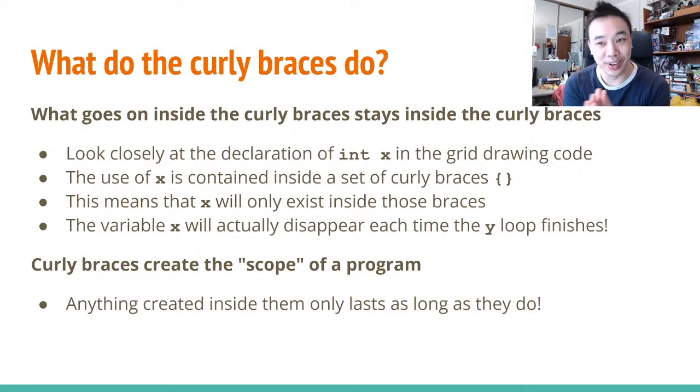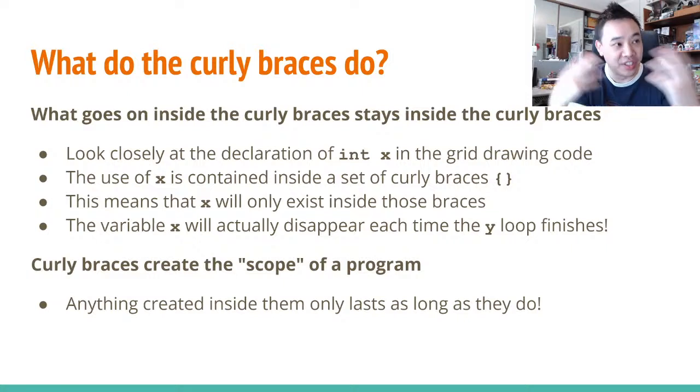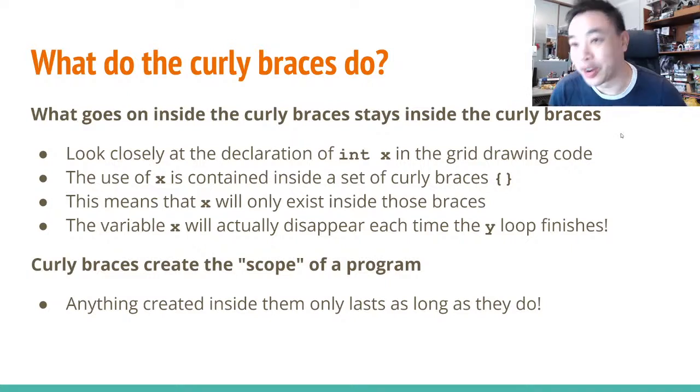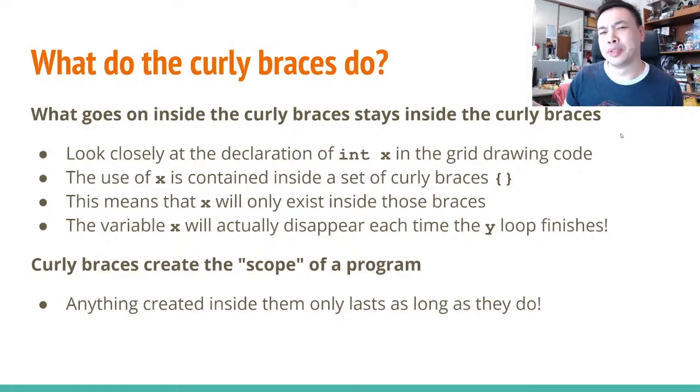I've got a way of remembering this, which I call the Vegas rule of program scope. Program scope is the technical term, but the way I like to explain it is what goes on inside the curly braces stays inside the curly braces. It's this old joke about what goes on in Vegas stays in Vegas. It's probably a really horrible thing to do, by the way. It's like people just trying to turn off their morals while they're on holiday, and I'm not really sure that's the best thing to do. But you know.